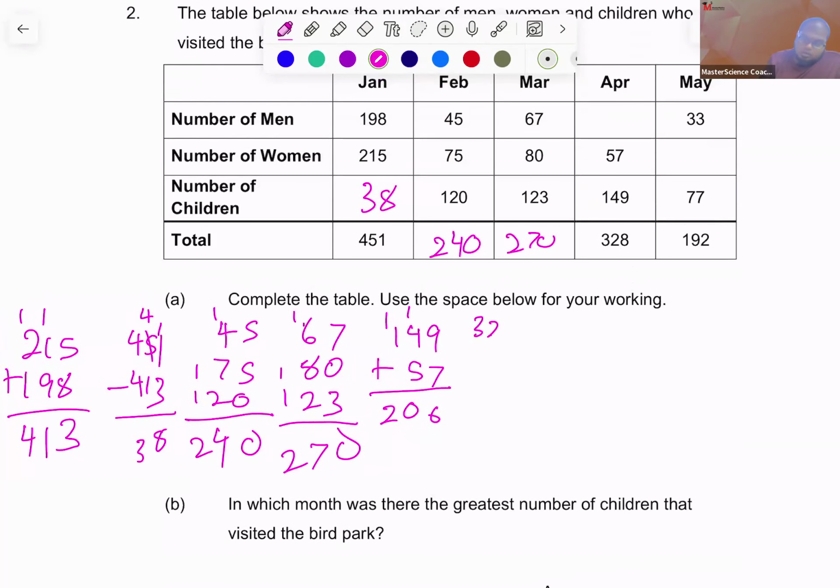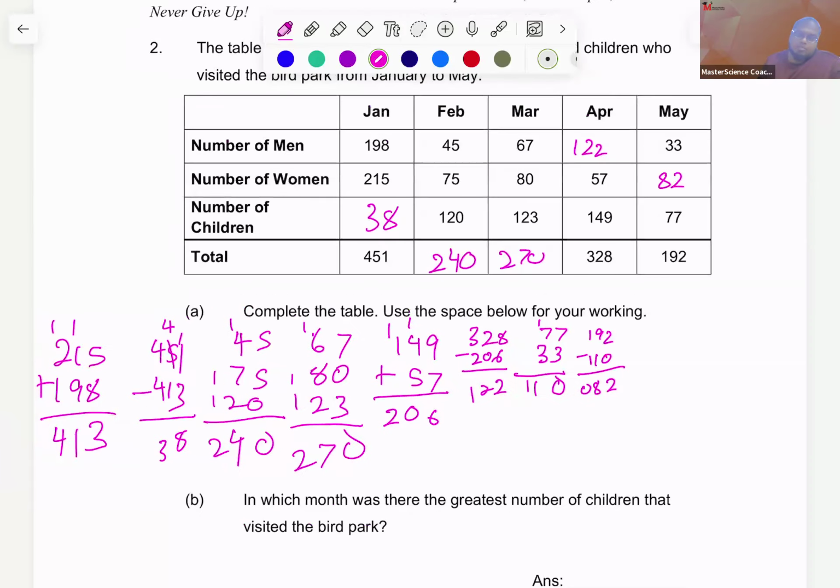Then 328 minus 206. 8 minus 6, 2. 2 minus 0, 2. 3 minus 2, 1. 122. And for me also the same: 77 plus 33, 7 plus 3, 10, 11. Then 192 minus 110 becomes 82.